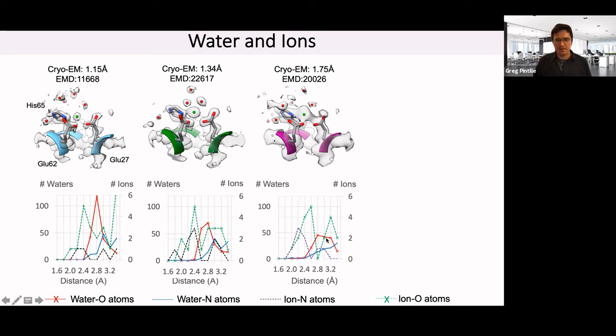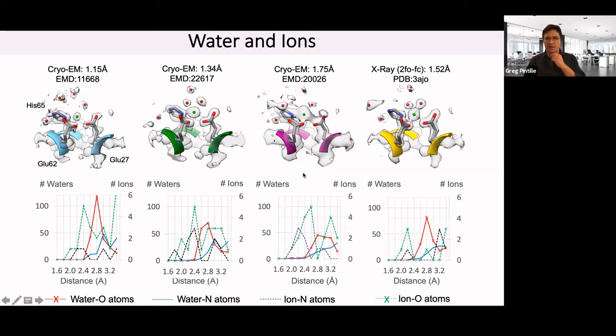Again, the peaks start to get a little bit more diffuse. As you get to lower resolution maps, features tend to be a bit more diffuse and you can't place them with quite as high accuracy. So we see the peak for the waters go down and become more diffuse. But interestingly, the peak for the ions, it didn't place too many ions in this case, maybe 5. And a lot of them did correlate with the ion positions that were placed in the crystal structure as well.